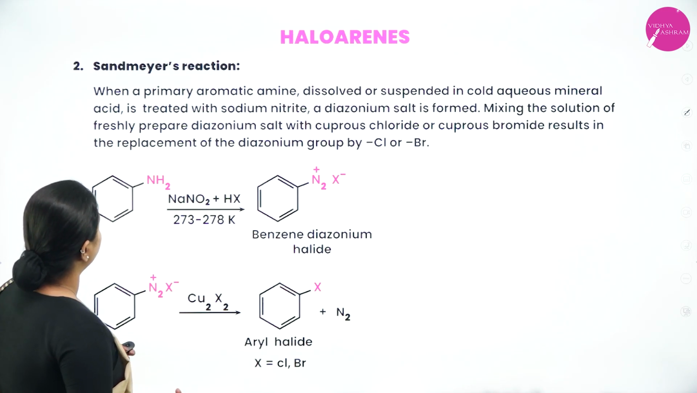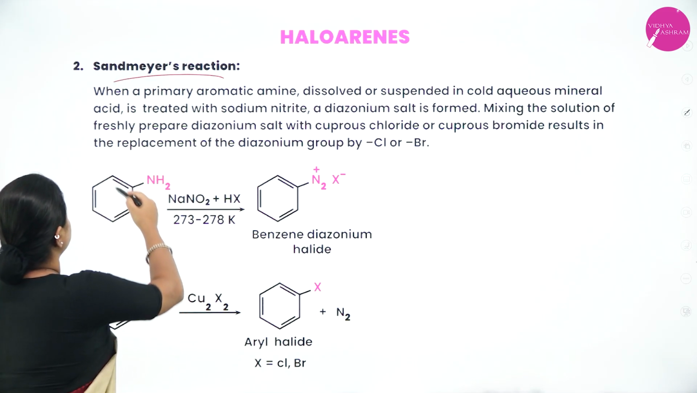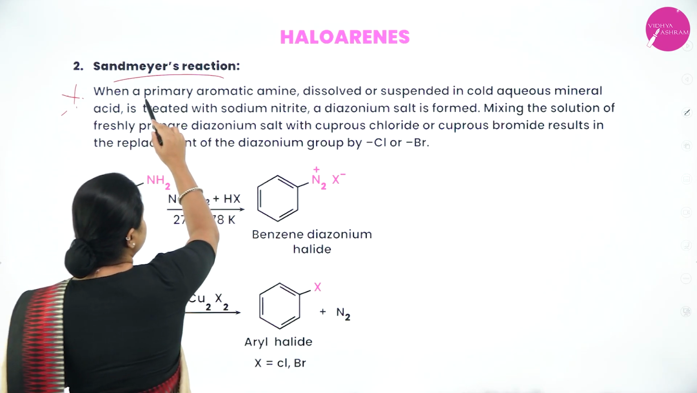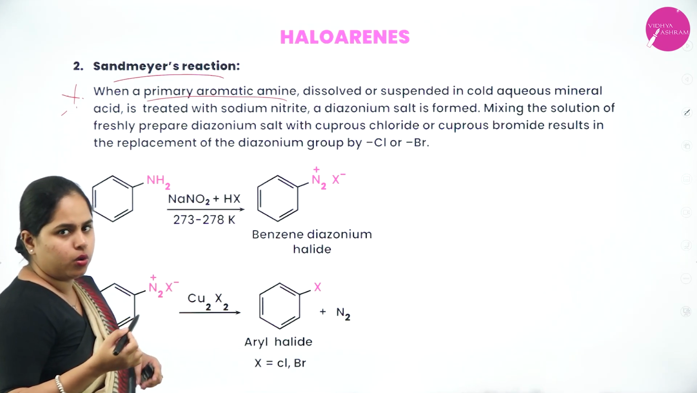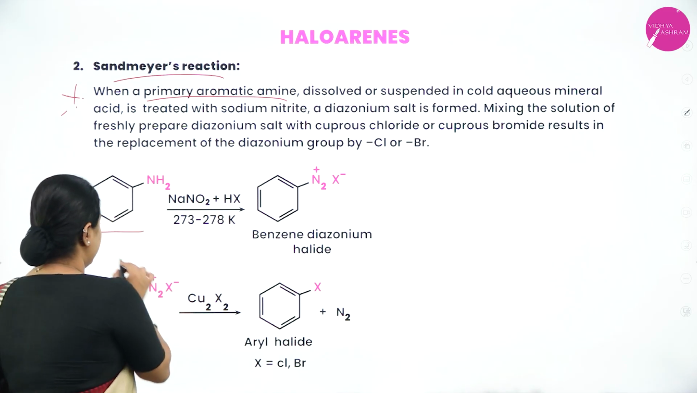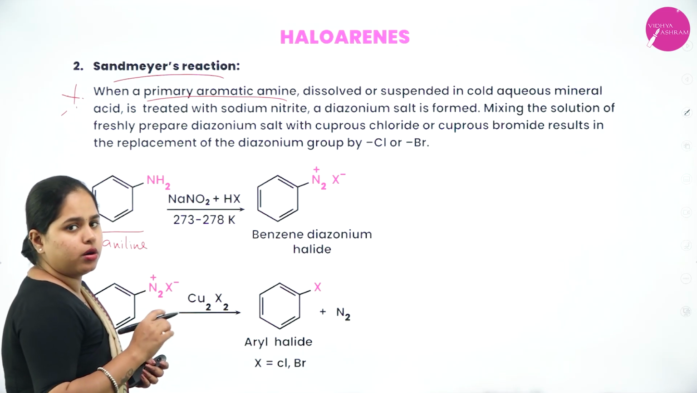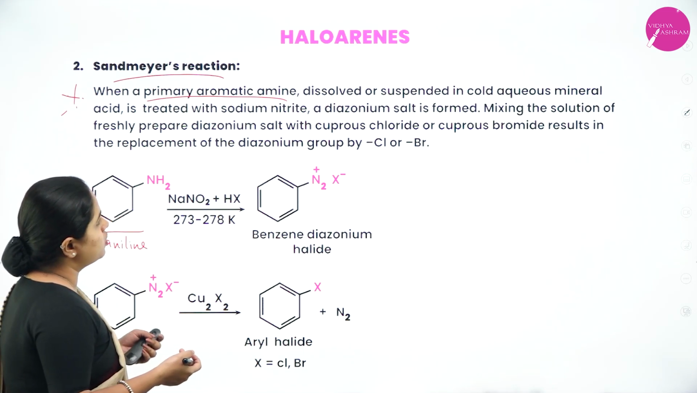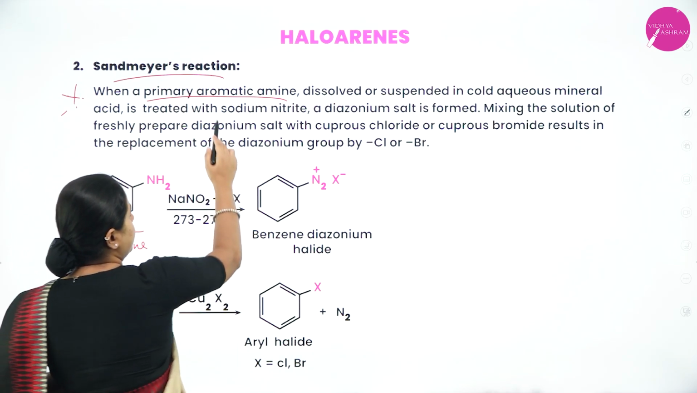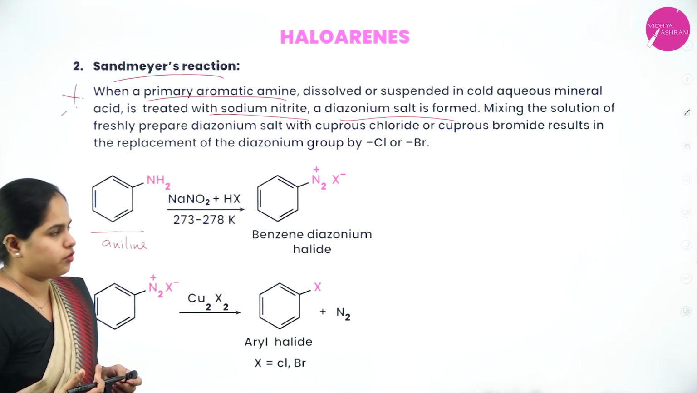Right, now moving on to the next method, that is Sandmeyer's reaction. It is a very important reaction. When we use a primary aromatic amine, amine means NH2 group, right? So this is your primary aromatic amine, which is also called aniline. On benzene you have an NH2 group. Dissolved or suspended in cold aqueous mineral acid, it is treated with sodium nitrite, and a diazonium salt is formed. So this is the first step, a diazonium salt will be formed.